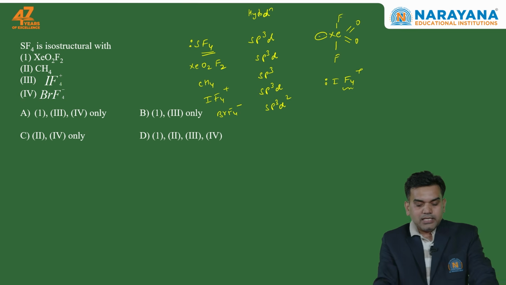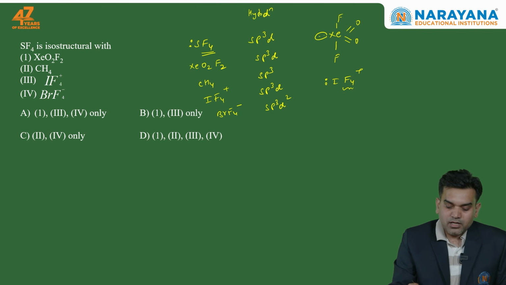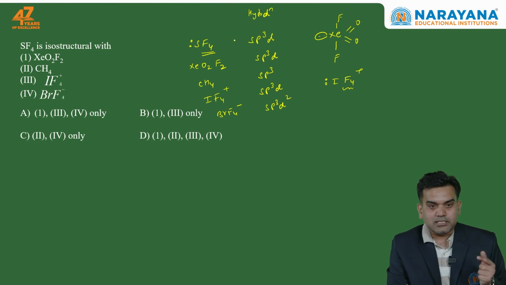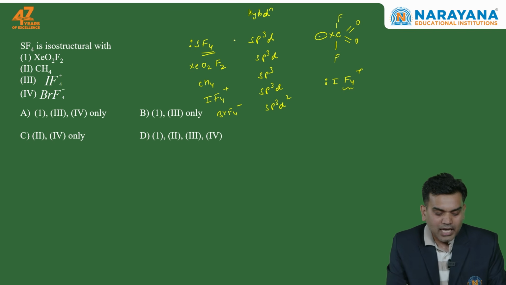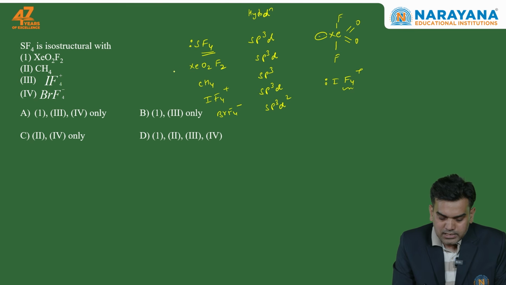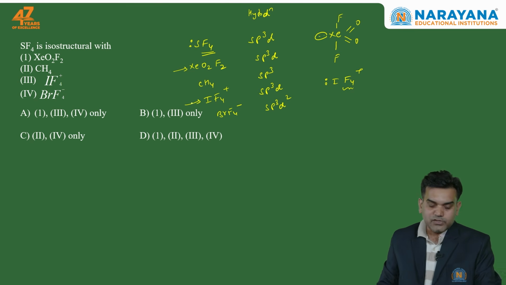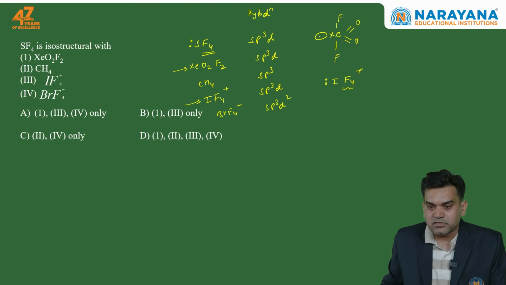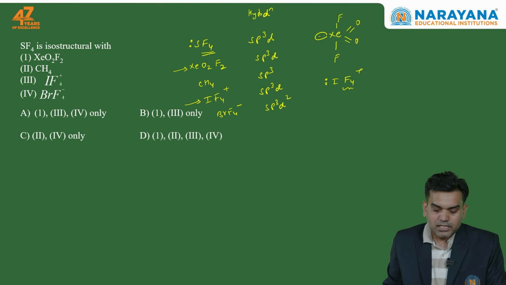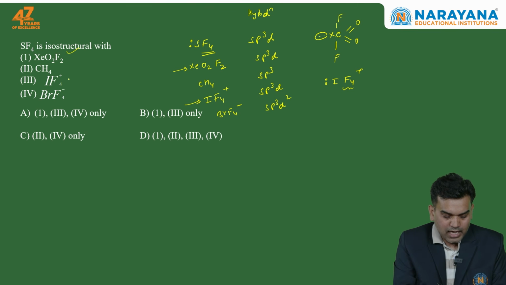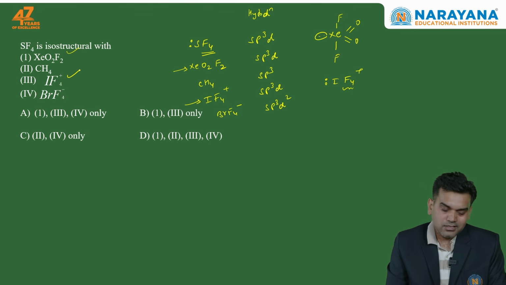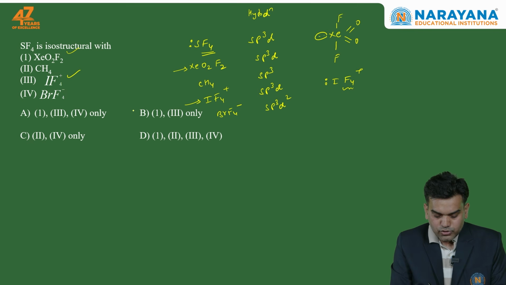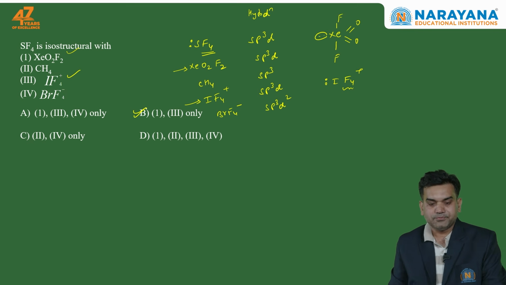So I can clearly see that the isostructural species that have the same structure as SF4 are XeO2F2 and IF4 positive. CH4 has different hybridization and shape, and BrF4 minus also has different hybridization and shape. So I can say the first and third, these two have the same structure as SF4. So the answer for this should be option B.